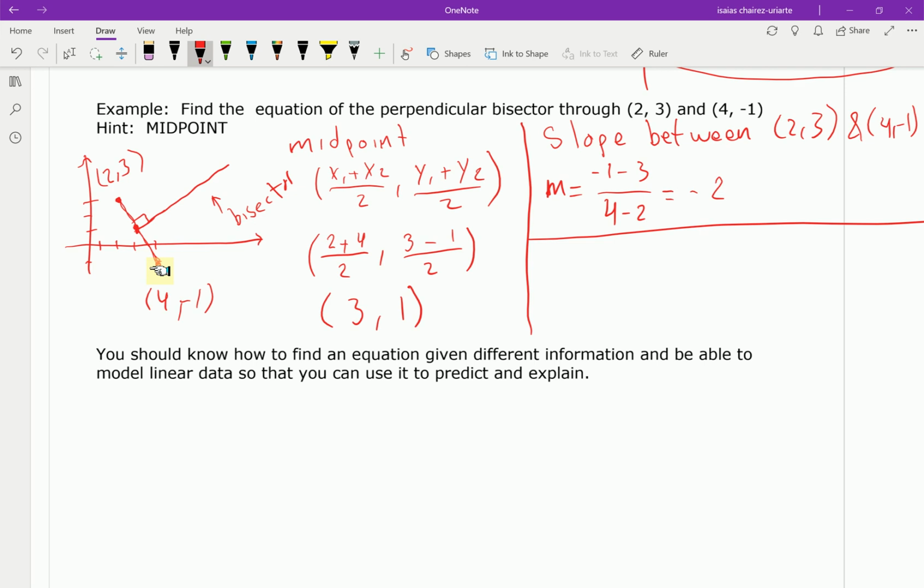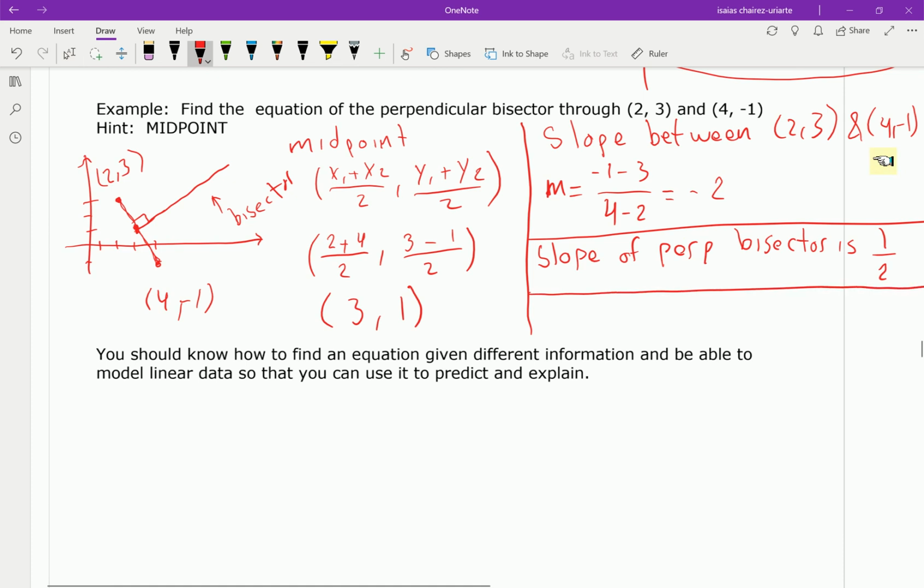Right now that's the slope of the original line segment. So what should be the slope of the perpendicular bisector? It should be the negative reciprocal of this. So that should be 1/2. Okay, so now I have a point on the perpendicular bisector, the point 3, 1, and I have the slope. So now I can come up with the equation of the line.